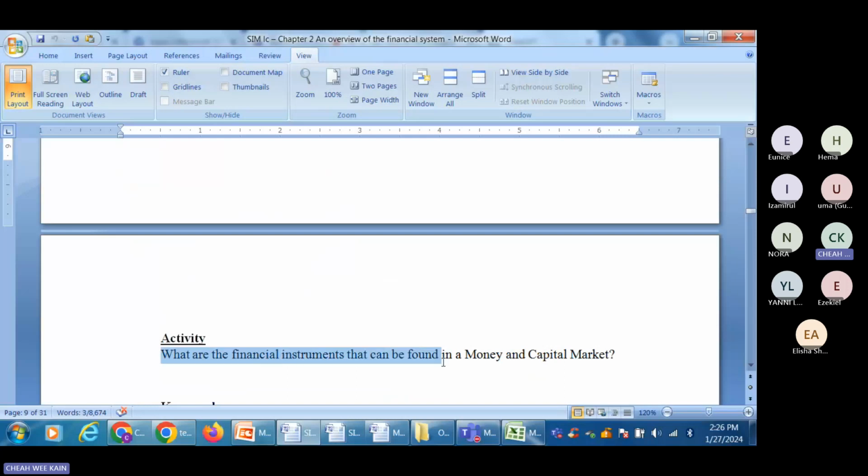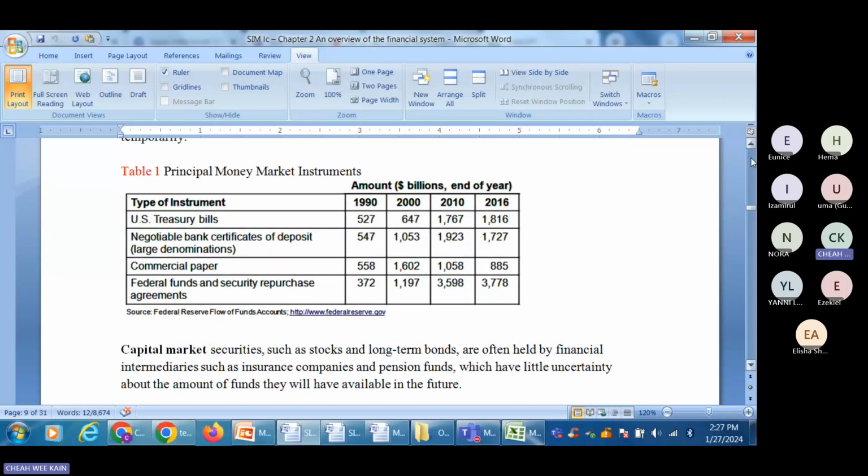What are the financial instruments that can be found in the money market? Okay? So, Lim Yanin, please read out this.